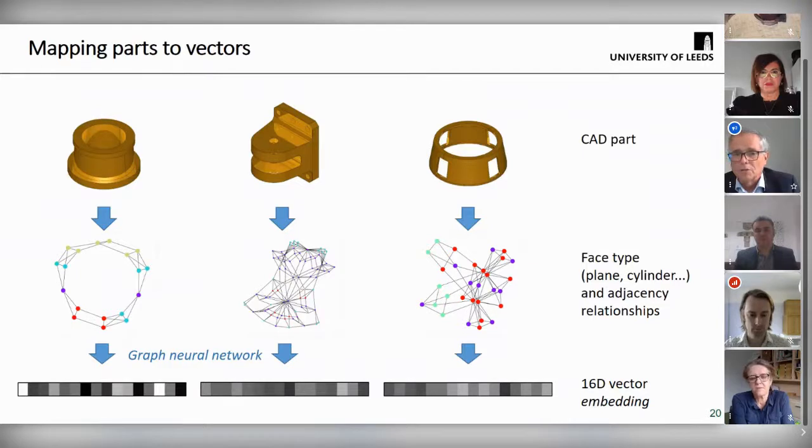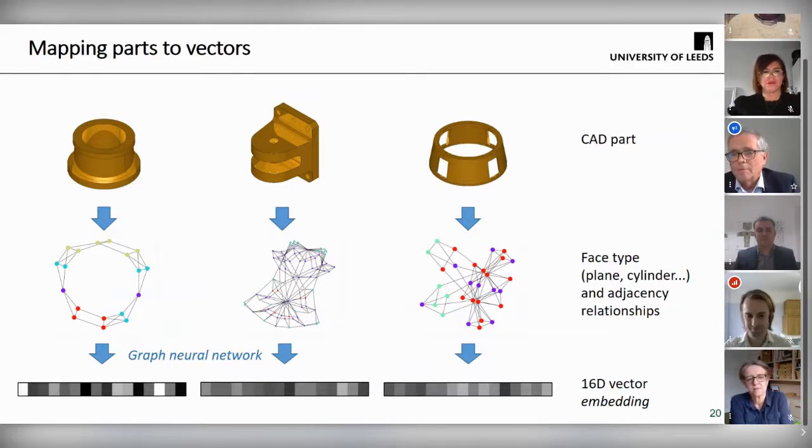So these three graph structures here are the actual graph structures that are produced from these three parts along the top. The node colors represent the type of the face. What sort of thing is it? And the edges represent the adjacency relationships. So two faces are connecting together. So you can see that there's a rather nice structure formed from the shape on the left there, which has a nice symmetry about it, a rather more complex structure for the shape in the middle. And again, a rather more complex structure for the shape on the right, although there are obviously symmetries in that shape as well.